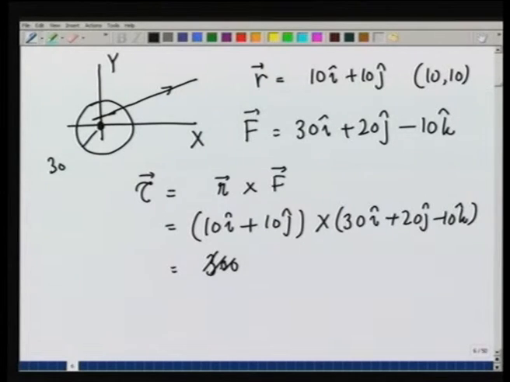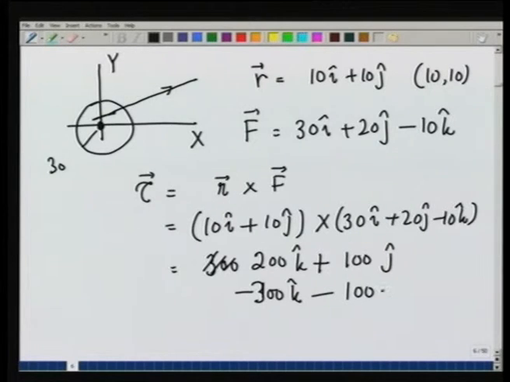i cross i is 0. So, 200 i cross j, which is k. i cross k is minus j. So, minus minus plus 100 j. j cross i is minus k. So, minus 300 k, and j cross j is 0, j cross k is i. So, minus 100 i. So, this comes out to be minus 100 i plus 100 j minus 100 k.